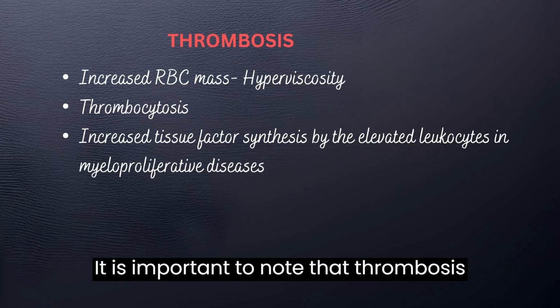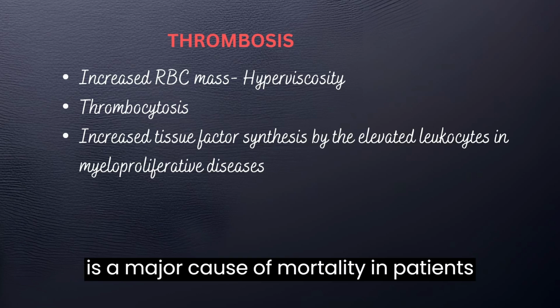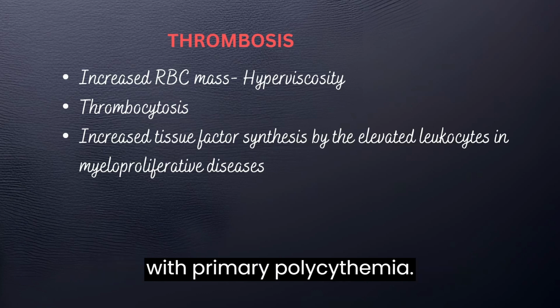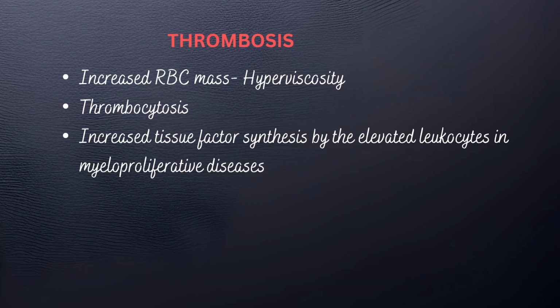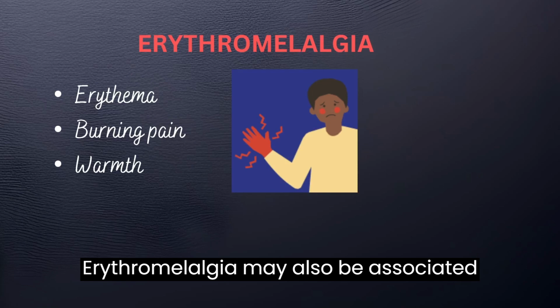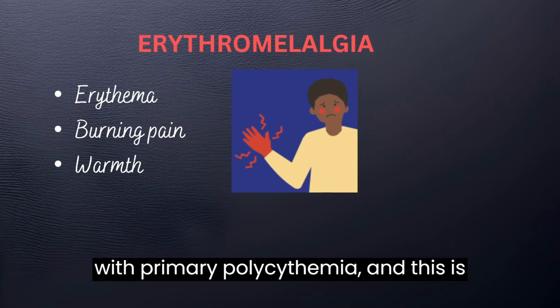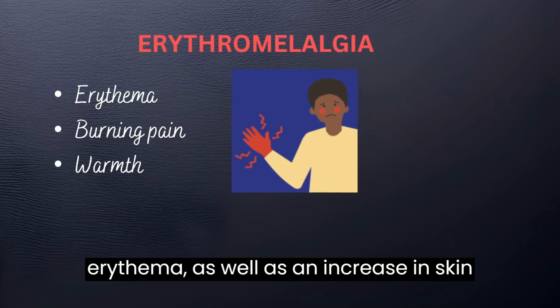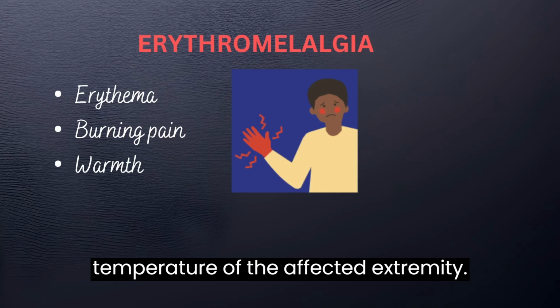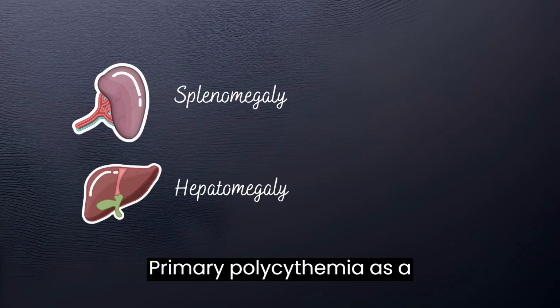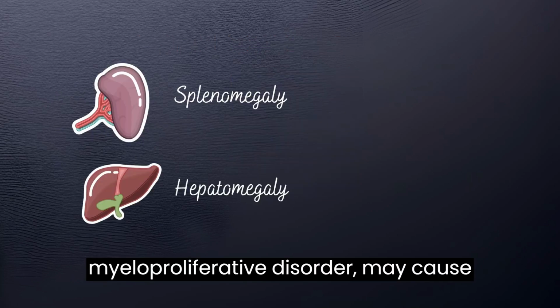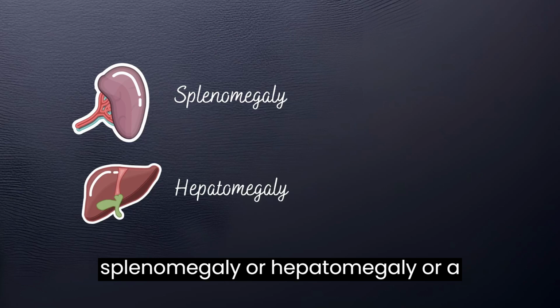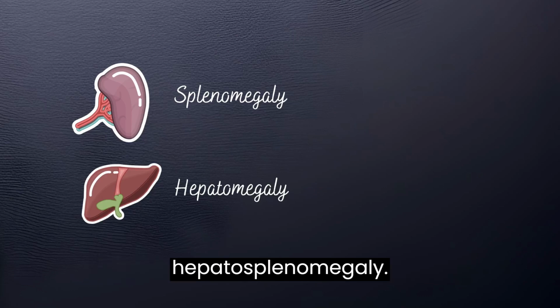It is important to note that thrombosis is a major cause of mortality in patients with primary polycythemia. Erythromelalgia may also be associated with primary polycythemia, and this is characterized by an intense burning pain, erythema, as well as an increase in skin temperature of the affected extremity. Primary polycythemia as a myeloproliferative disorder may cause splenomegaly or hepatosplenomegaly.